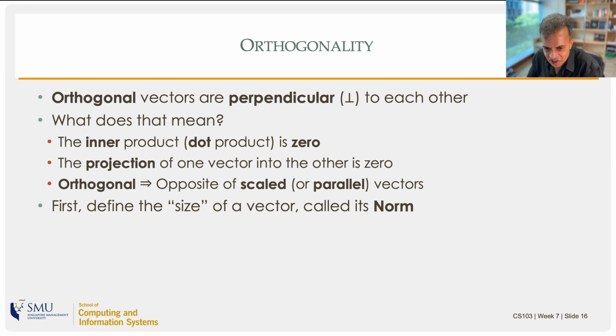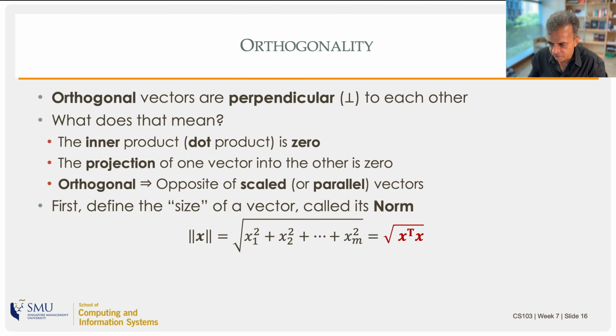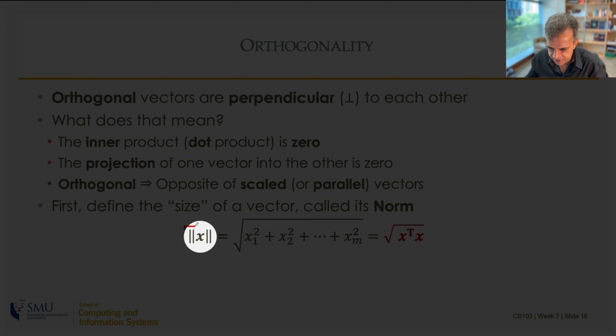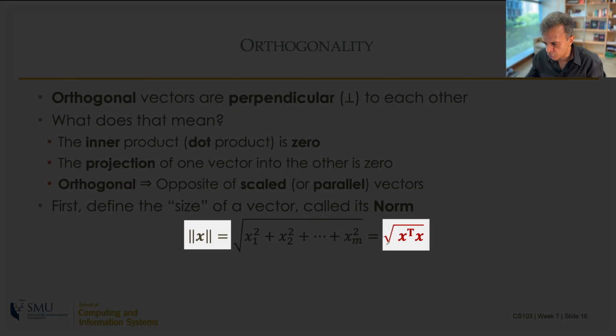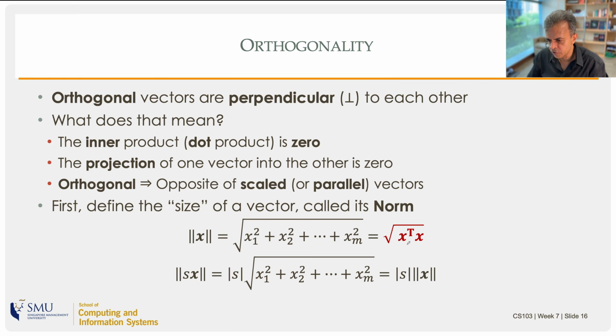So let's look at the size of the vector once more. We defined the size, the norm of the vector, using the symbol, the double bar here. That is the square root of the sum of the squares of the components of the vector. And that, as you know, is the square root of the dot product of the vector with itself. If you scale the vector by a scaling factor s, then the norm gets scaled by the absolute value of s, because the norm is always positive.